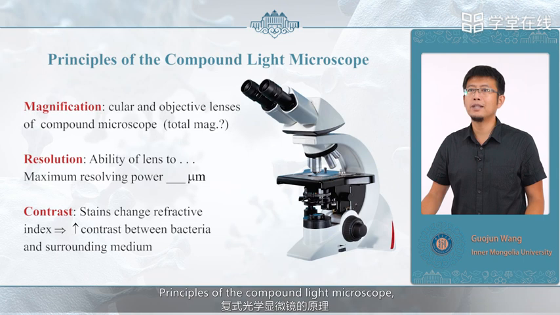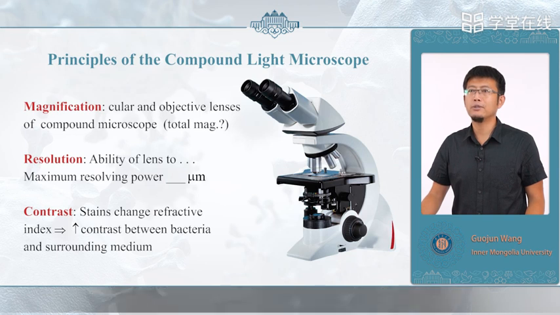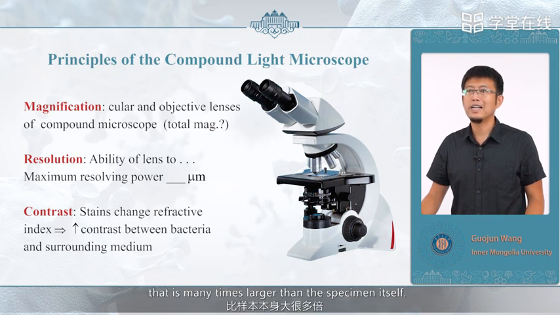Principles of the compound light microscope: Köhler illumination and the objective lenses of the compound microscope. With a compound light microscope, we can examine very small specimens as well as some of their fine detail, and it provides contrast between bacteria and the surroundings. A series of finely ground lenses forms a clear, focused image that is many times larger than the specimen itself.